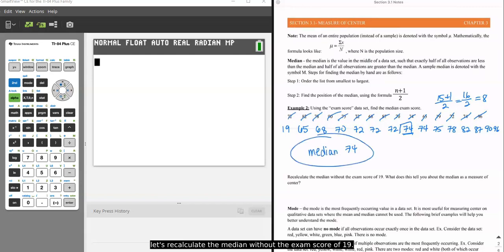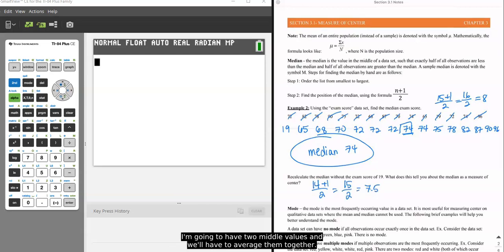Now let's recalculate the median without the exam score of 19. And what does this tell you about the median as a measure of center? I'm not going to rewrite my list since I have it above, but let's think about this. If I have 14 pieces of data, plus 1, divided by 2, I'd have 15 divided by 2, which is 7.5. So I don't have a true middle number here. I'll have two middle values, and I'll have to average them together. This is always the case when you have an even number of values.